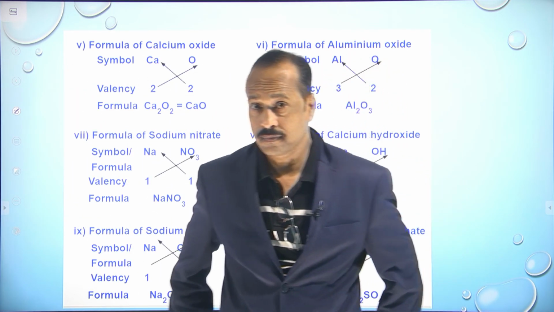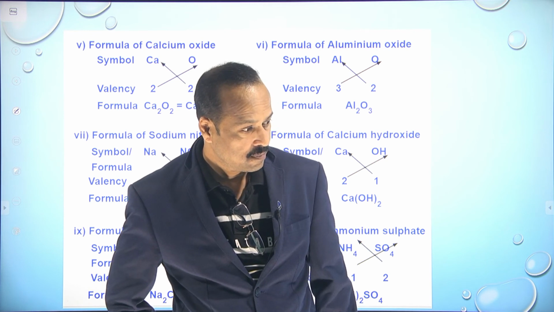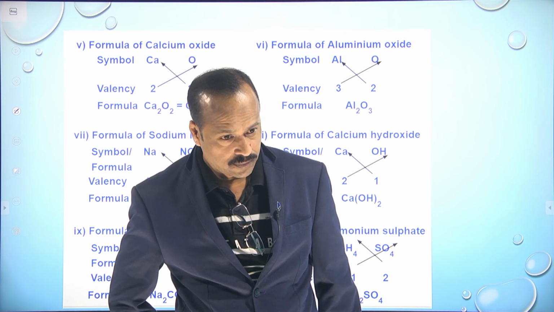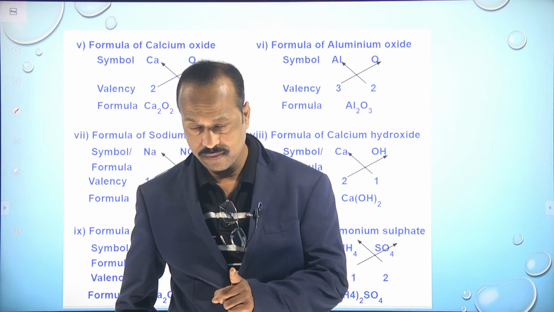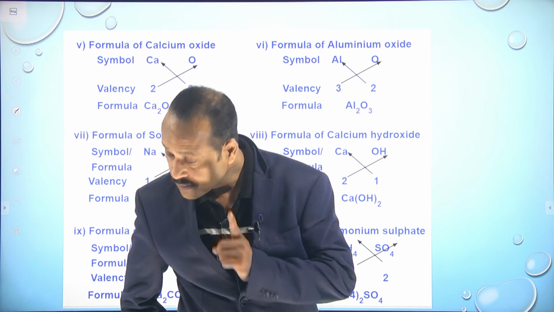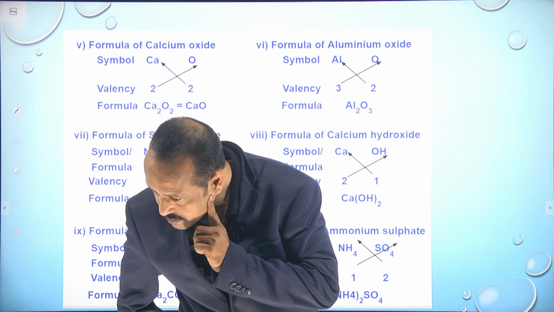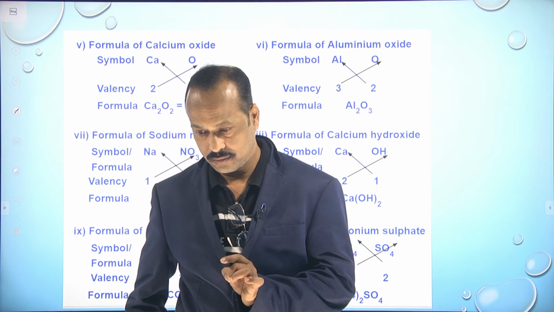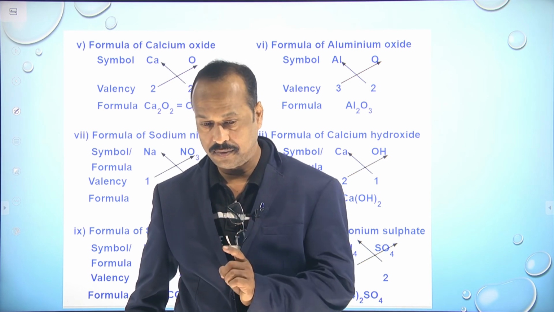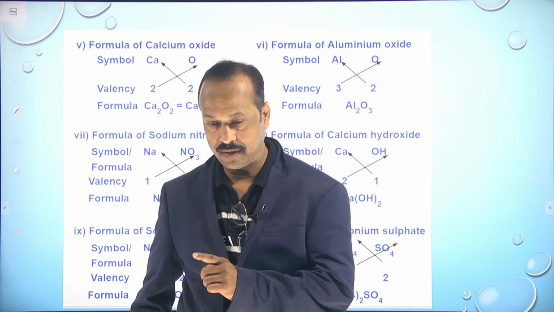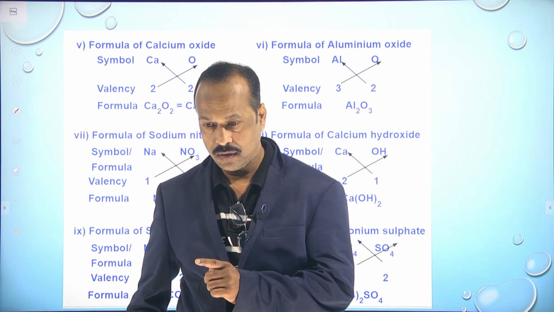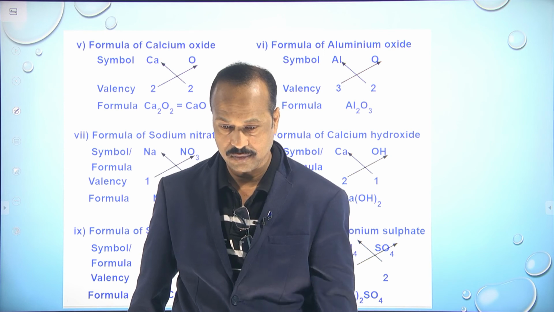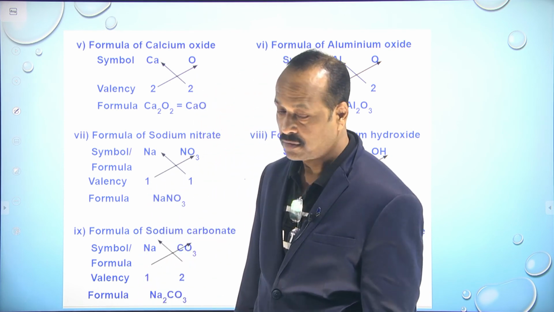Sir, for neon, what is its atomic number? Neon, 10. Which element has 10 as its atomic number? Neon only. Yes, sir. We should write the electronic configuration as 2, 8. And its valency is 0, sir. Its valency is 0 because its octet configuration is full.